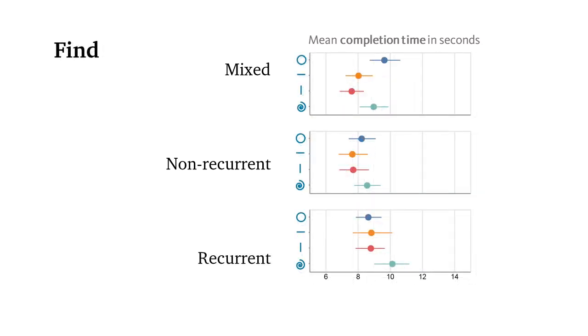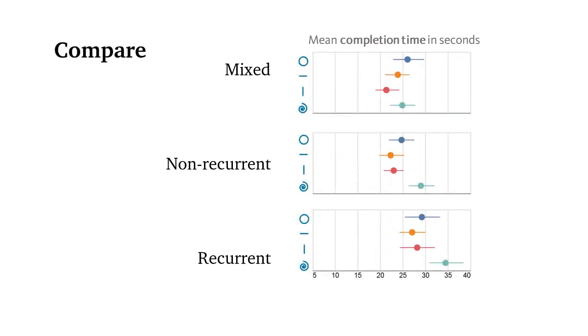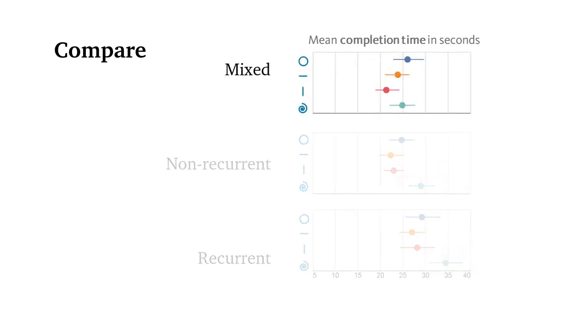In the find task, where users were given a date and an event and were asked to click on it on the timeline, there wasn't much of a difference between the different shapes. The compare task, in which users were asked to compare two time spans, again showed that spirals were slowest, except for the mixed dataset, in which there was no difference between circle, horizontal line, and spiral.